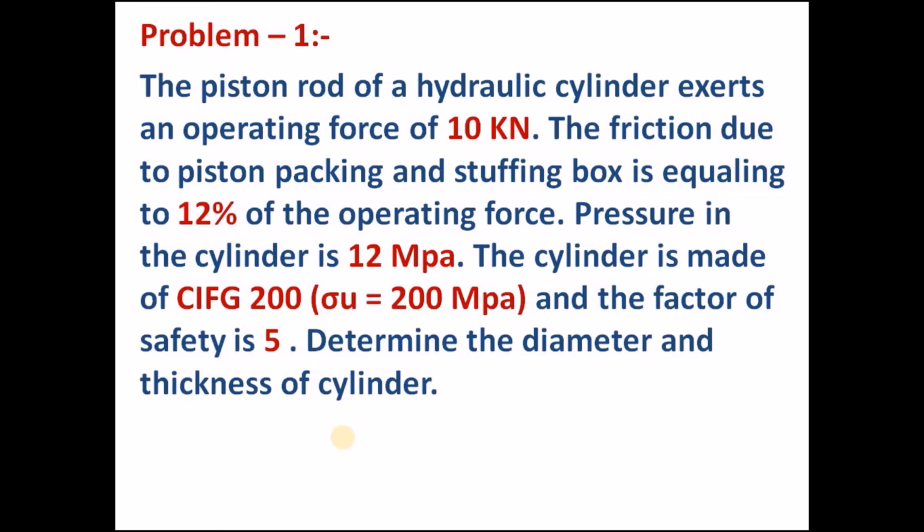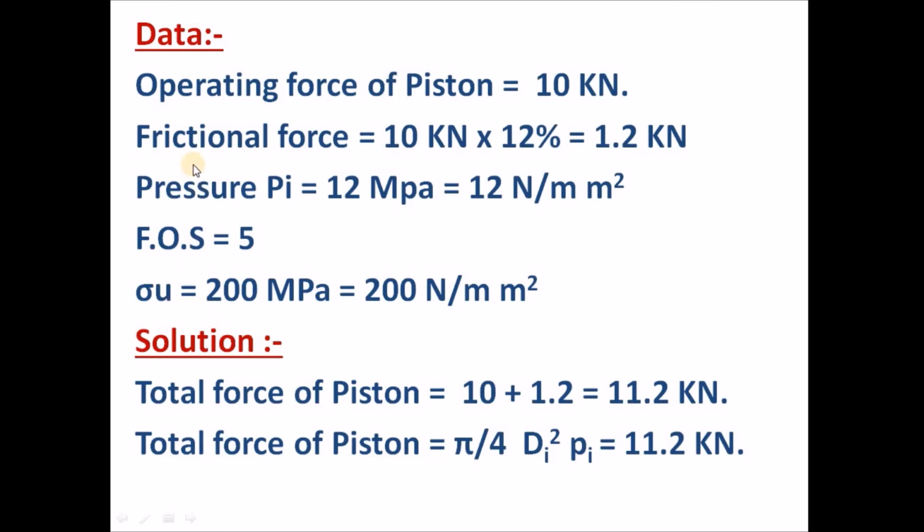Can be expected for the given details. Pressure inside the cylinder is 12 megapascal. Megapascal means 12 Newton per mm square. Then the factor of safety is 5. The ultimate stress sigma U is given as 200 megapascal. It is given in the problem itself. That means 200 Newton per mm square. Megapascal means Newton per mm square.